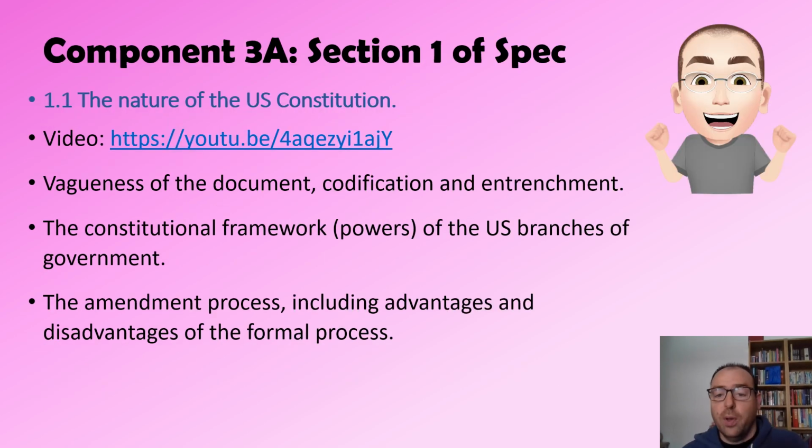So we're going to start off with section 1 of the spec, which is on the Constitution, and 1.1 is in there, the nature of the US Constitution. There's a video that I've done on that, which will help support your revision on it. It talks about the vagueness of the document, codification, entrenchment, the constitutional framework and powers of the US branches of government, and the amendment process, including advantages and disadvantages of the formal process.